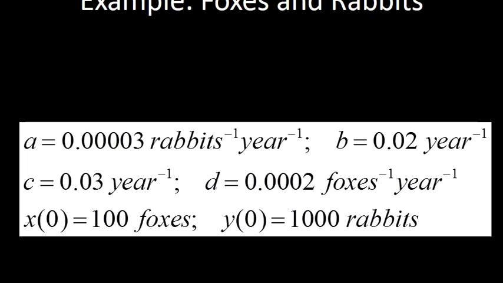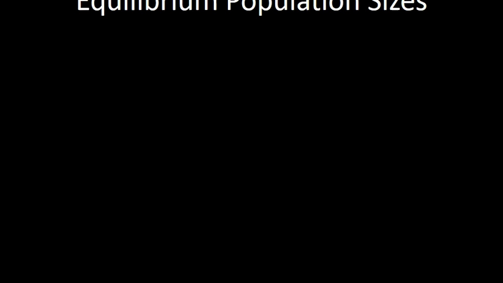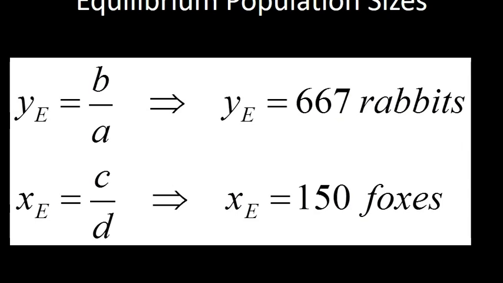And let's imagine that we have an initial population of 100 predators, foxes, and 1,000 rabbits of prey. You can actually do a calculation, and if you do that, you can come up with equilibrium populations of, in this case, 667 rabbits and 150 foxes. So if the system were to stabilize, these would be the values of coexistence of foxes and rabbits given these dynamics. Okay.